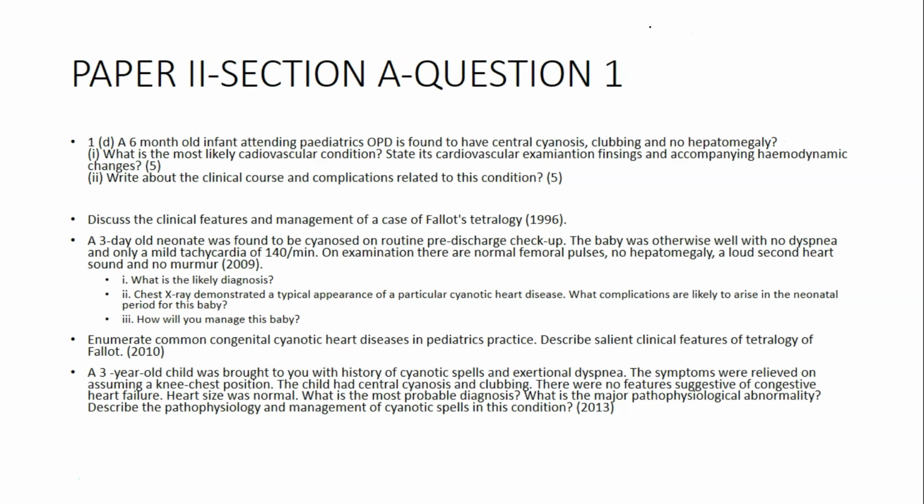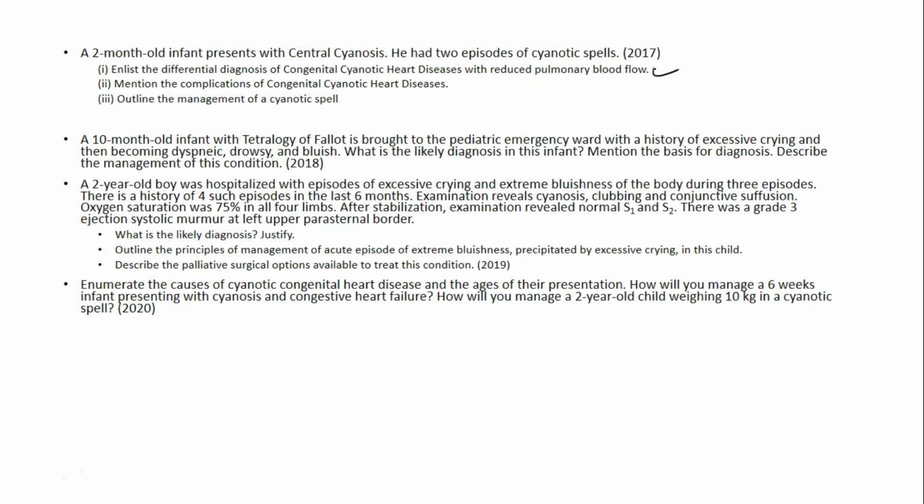So don't worry about your diagnosis. What is the most likely cardiovascular condition? What are the findings in tetralogy of Fallot? What are the hemodynamic changes you see? What is the clinical course and complications related to this condition? We have a video, we have it in the notes, we have covered it in the test series. TOF, tetralogy of Fallot, came in 96, 2009, 2010, 2013, 2017, 2018, and even 2019, 2020, and now 2021.